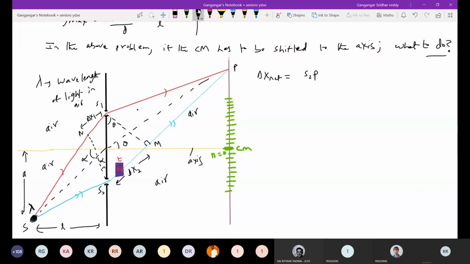Now S2P. What is the thickness of the slab? Minus T. It will cover some path, some length. It will traverse in the slab, and the optical path length will be mu T. Minus S1P. This is everything after slits. Before slits, ray 1 covers more path, and after slits, ray 2 covers more path. So that it should be, write delta x1.